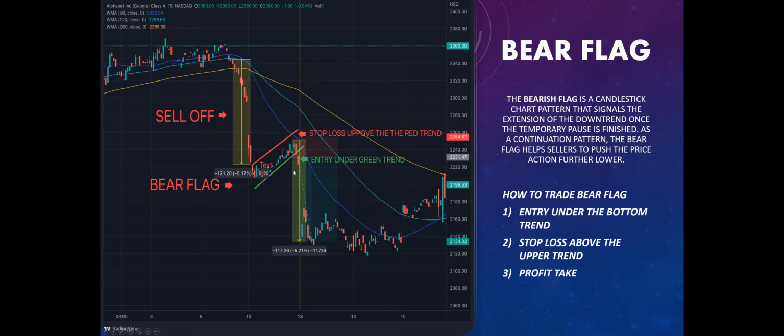Well, again, it's not always going to be perfect like that. Sometimes you'll see a sell-off, bear flag, then we just hit the bottom of the bear flag, then bounce back again. Anyone have a question? Bull flag, bear flag? One is a continuation to the upside, the other one is a continuation to the downside.